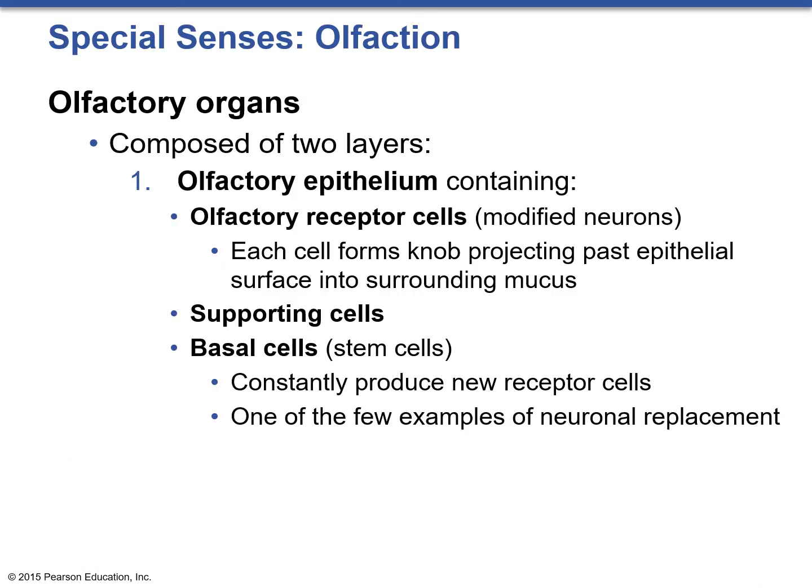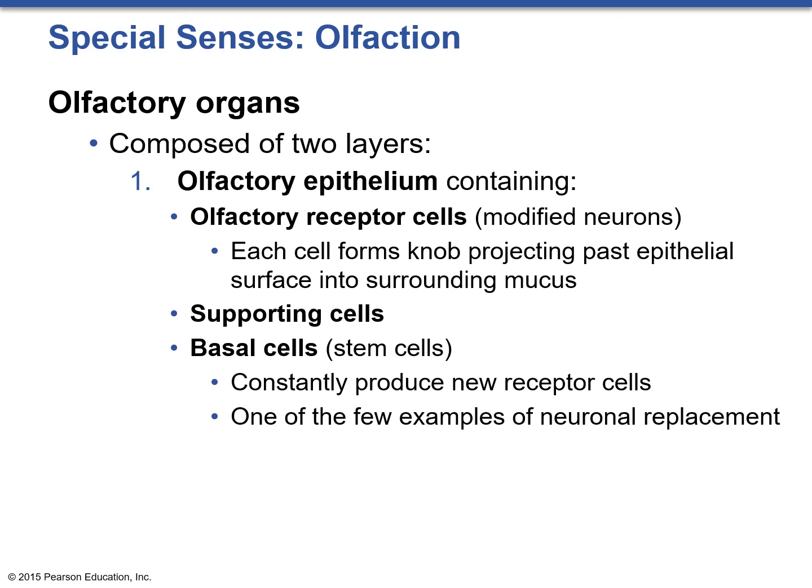Now, your olfactory organs are composed of 2 layers. First is the olfactory epithelium. This contains olfactory receptor cells, which are modified neurons. Each one of these cells is going to form a knob that projects past the epithelial surface and into the surrounding mucus. There are different supporting cells that are going to help to facilitate the receptor cells, the action potential through them. And then there are going to be basal cells. These are stem cells, and they help to constantly produce new receptor cells.